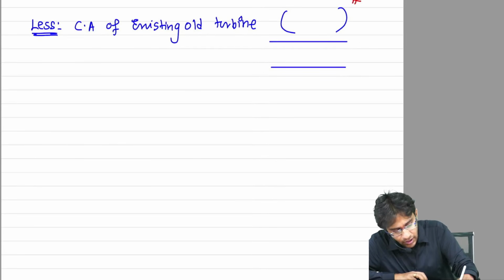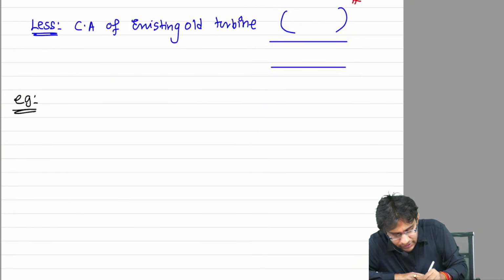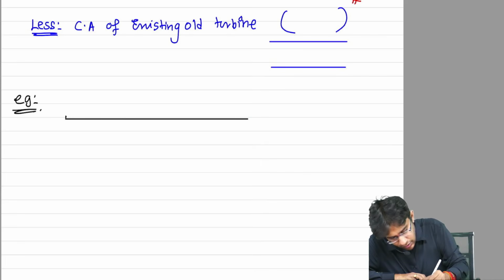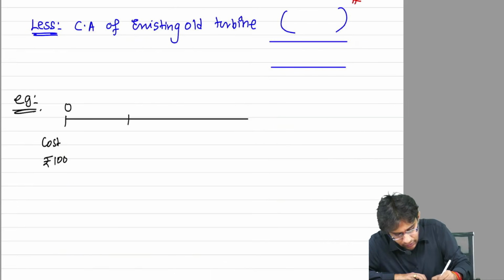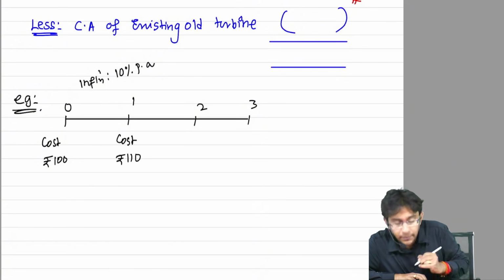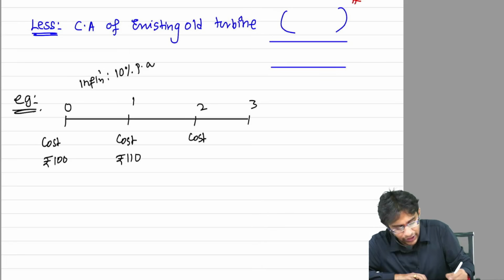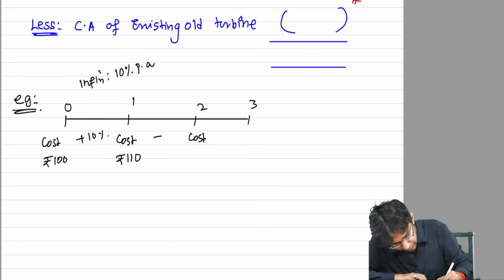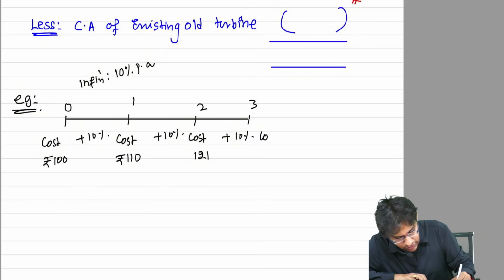Watch this. First one small example, sir. Then I will take you back to the question. Imagine a cost of a particular item today is 100. Market inflation is running at the rate of 10% per annum. So after 1 year, the cost of this will become 110. After 2 years, 110 plus 10%, 121. Plus another 10%, the cost at the end of the third year will become 133.1.